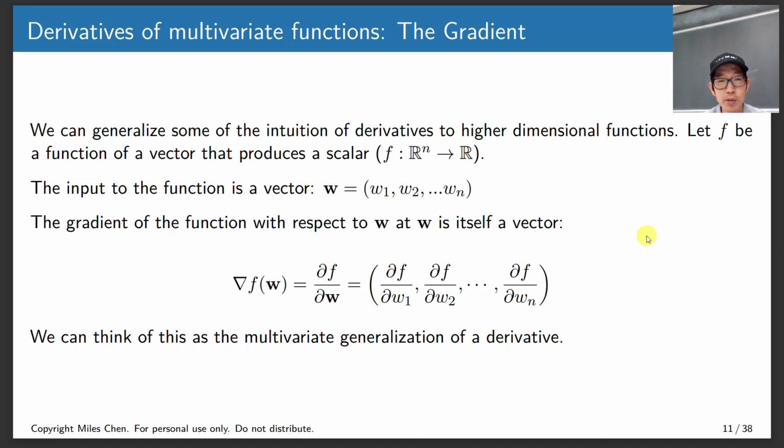So if the input to the function is a vector from w1 through wn, then the gradient with respect to that vector w itself is a vector of all the partial derivatives. It's going to be the partial derivative with respect to the first component of w, and the partial derivative with respect to the second component of w, and so on and so forth. You can think of the gradient as a multivariate generalization of the derivative.